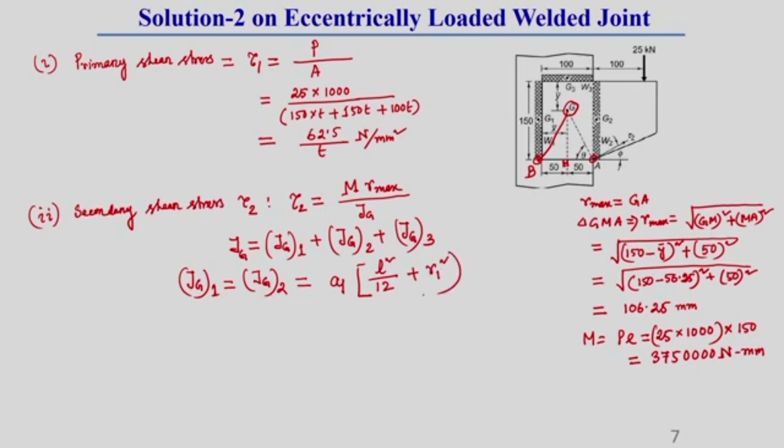What should be the R1 square? R1 square is the distance between G and G1. In this figure itself you can see G1 is the CG of weld 1 about its own axis. As this weld is rectangular in nature, its G1 will be midway of this vertical weld length. So, from here to this G1, the distance will be 150 by 2, correct. Now, we have to find out Jg1.